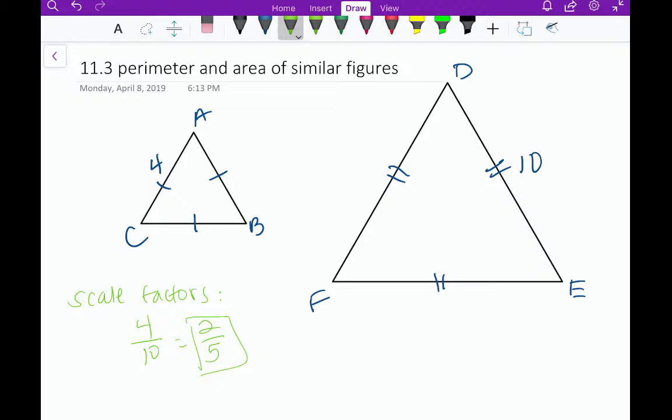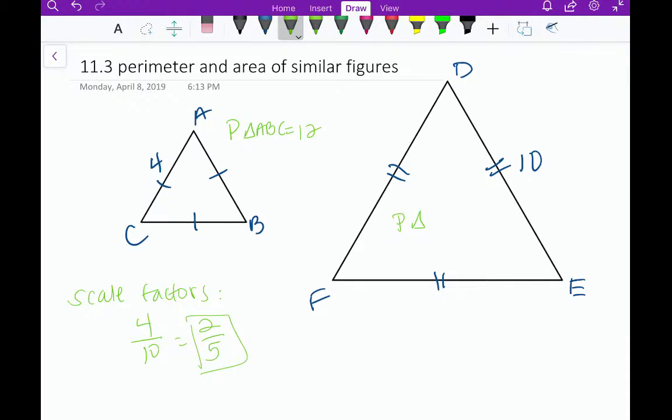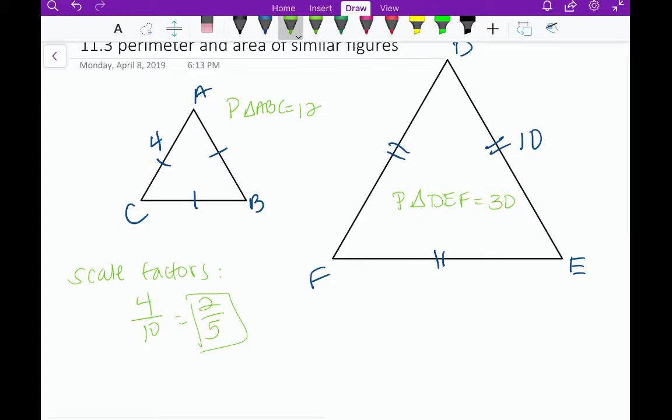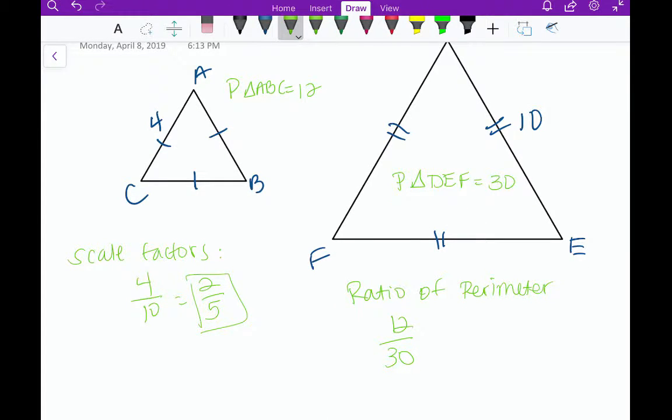So let's think about the perimeter. The perimeter of triangle ABC is 4 times 3, which is 12. And the perimeter of triangle DEF is 10 times 3, which is 30. So let's look at the relationship there. So the ratio of the perimeter is 12 over 30, keeping it in the same way we did the scale factor, small to big. So if I simplify 12 over 30, I can divide both of these by 3, which leaves me with 4 over 10. And then I can divide that by 2 to get 2 over 5.